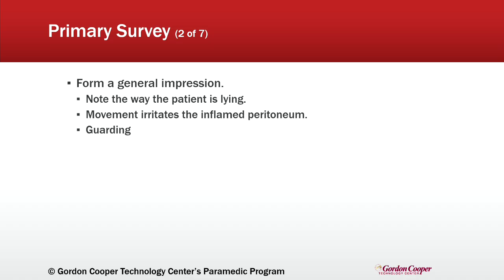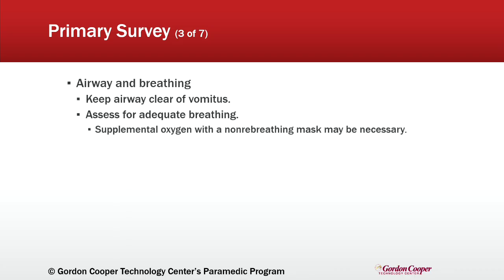Movement can irritate the inflamed peritoneum and cause more pain. So the patient may lie still with their knees drawn up and breathe rapidly and shallowly because they're trying to keep from moving their abdominal cavity or using that diaphragm at all. The patient may also present with guarding, which is that involuntary tension of the abdominal muscles where they're holding everything up tight because they're trying to protect it from hurting any more than it already does. Remember that quiet, still patients are most likely to have some of the more severe injuries, especially when we're talking about abdominal injuries.